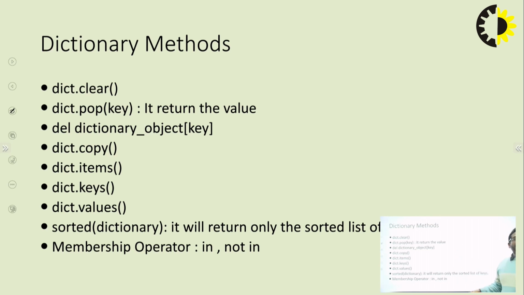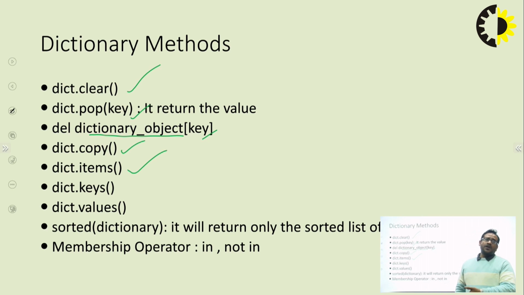These are the methods one by one. Dictionary.clear clears all the elements. Pop basically pops the element; you can just pass here the dictionary object and key. This is another way you can delete an object. Copy is the same concept which I already discussed in set theory. If you want to copy any dictionary element to another, you can use the copy function.